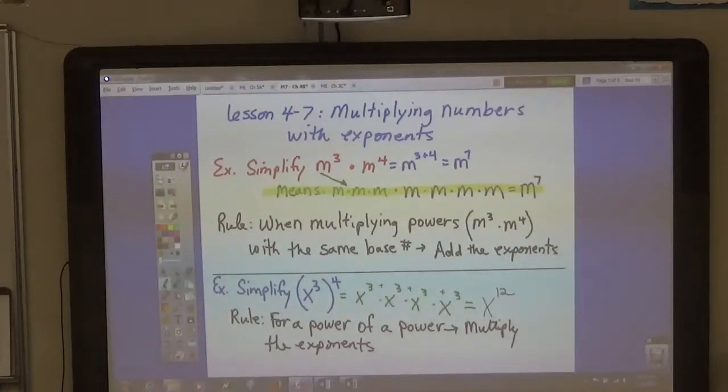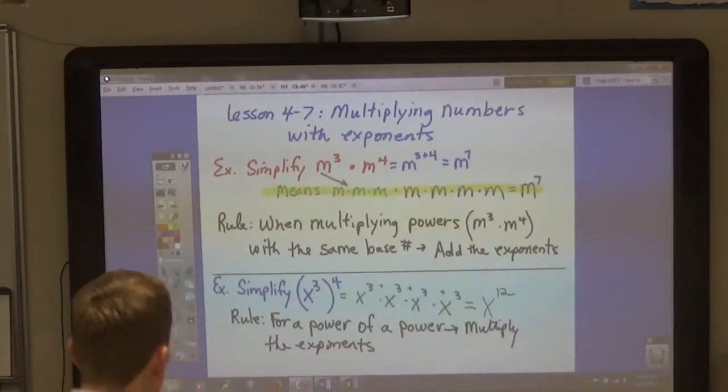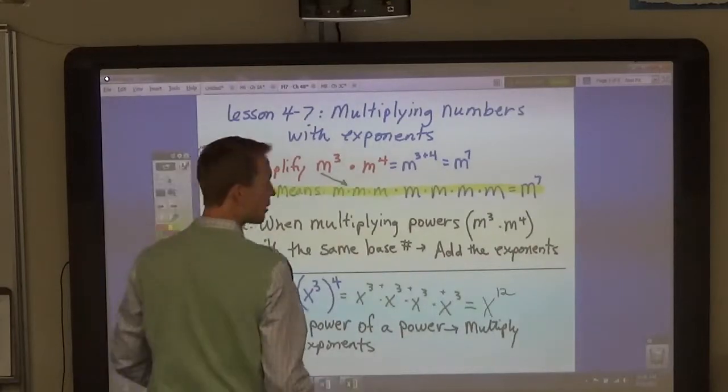Lesson 4-7 on multiplying with exponents.